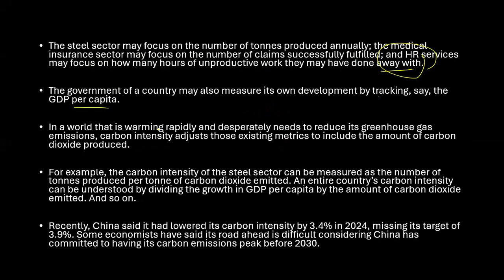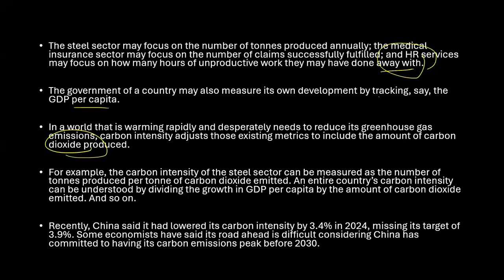In a world that is warming rapidly and desperately needs to reduce its greenhouse emissions, carbon intensity adjusts those existing metrics to include the amount of carbon dioxide produced. Here we need to understand how much carbon dioxide is emitted for that specific activity; that is what carbon intensity mentions. For example, the carbon intensity of the steel sector can be measured as the carbon dioxide emitted per ton of steel produced. So if there is 1 ton of steel, how much carbon dioxide is emitted?